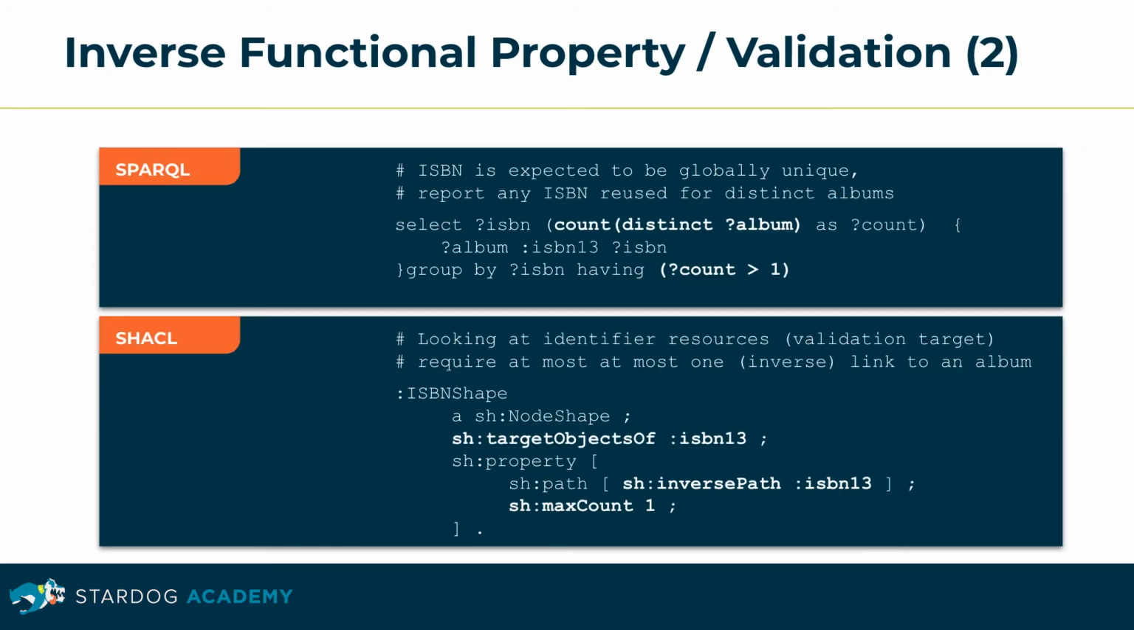These two examples explore alternative ways of validating inverse functional properties. The SPARQL query above counts albums grouped by ISBN, indicating any duplicate use of the identifier. The SHACL shape below targets the ISBN resources, constraining the number of incoming ISBN-13 properties to at most one. Because of the inverse property path, the ISBN identifier has to be a resource and not a literal.